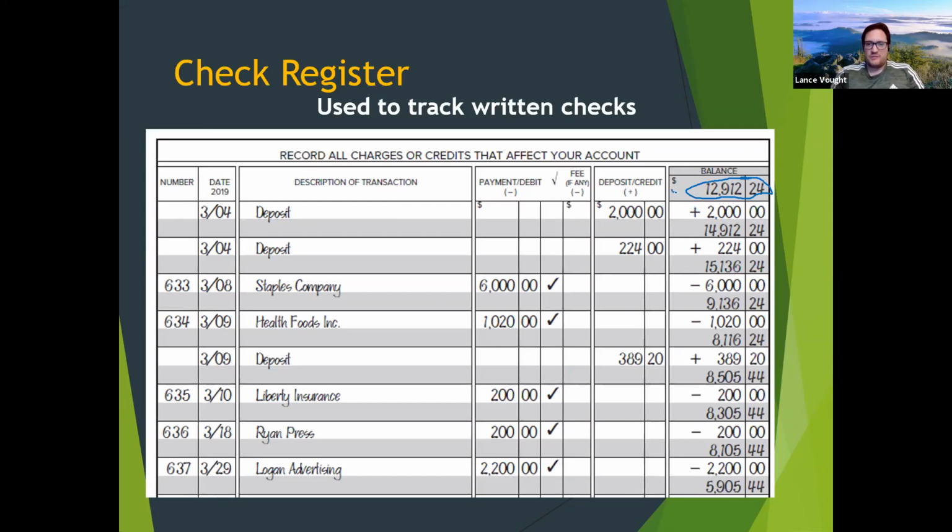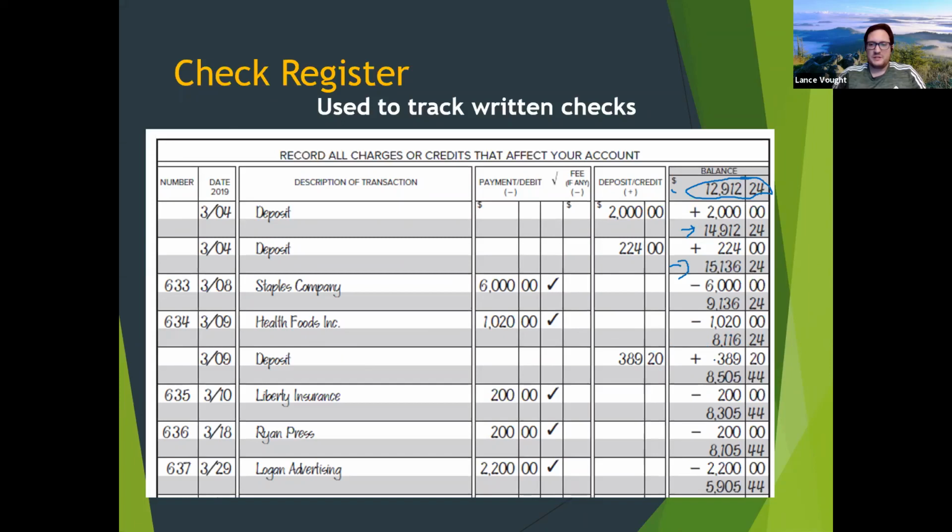So on March 1st, they had $12,912.24. They got a $2,000 deposit on March 4th. They've deposited another $224, so they add that, $14,912, $15,136. They paid $6,000 to Staples, so that drops them down to $9,100. They paid $1,020 to Health Foods, down to $8,116.